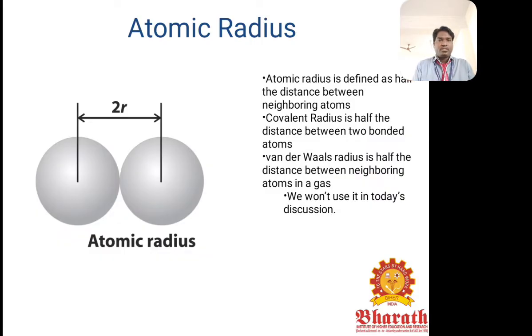The atomic radius is defined as the distance between neighboring atoms. Covalent radius is half of the distance between the two bonded atoms. Van der Waals radius is half of the distance between neighboring atoms in the gas.